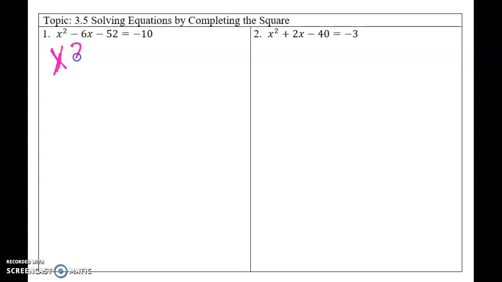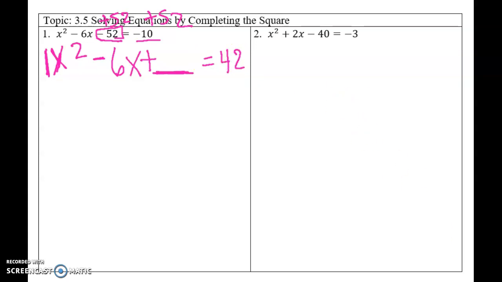So this is our A value because A is the number in front of x squared. This is our B value because this is the number in front of x. And so we want to know what we need to add to our equation in order to complete the square. If you notice, the rest of our equation has a negative 52 and it's equal to a negative 10. So we've got to move this negative 52 to the other side. So I'm going to add 52 to both sides. When I do that, negative 10 plus 52 is 42.